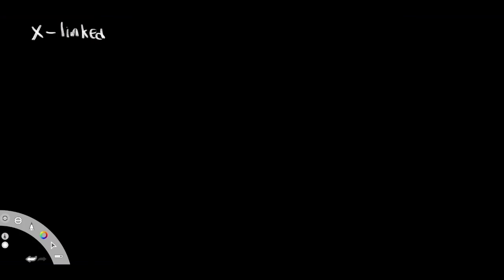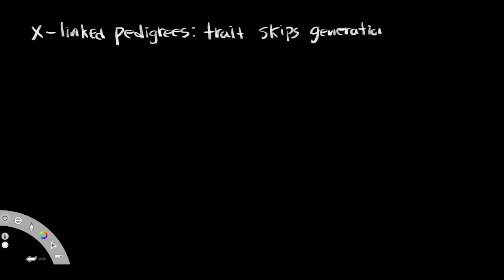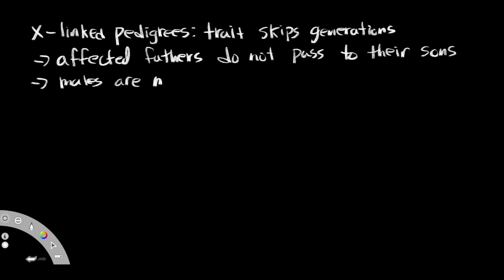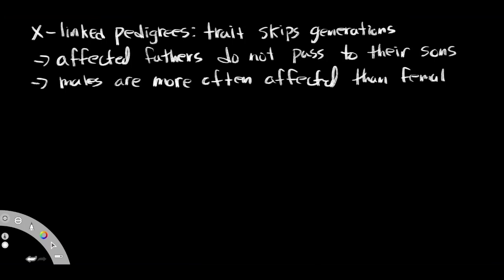So now let's look at X-linked pedigrees. This is when the trait skips generations. Also important to note that affected fathers, like I've already said, do not pass to their sons. And here another hint is the males are more often affected than females. Again, this is already in your cheat sheet that I told you to have in your arsenal.